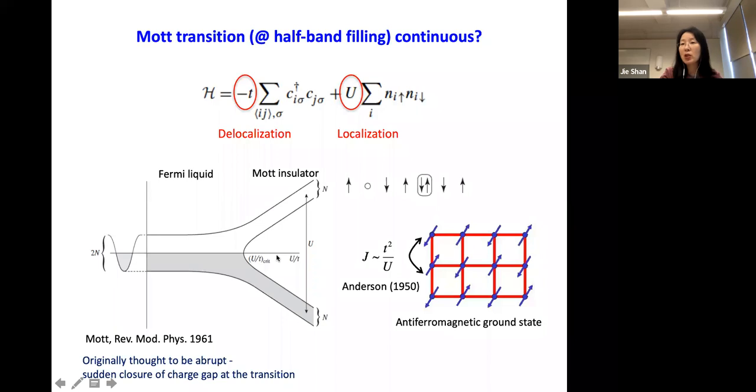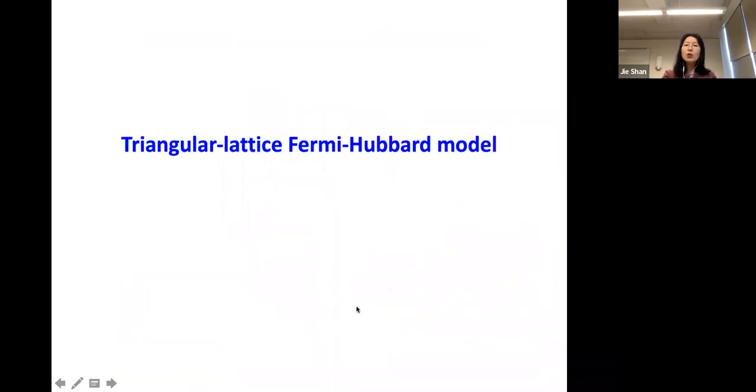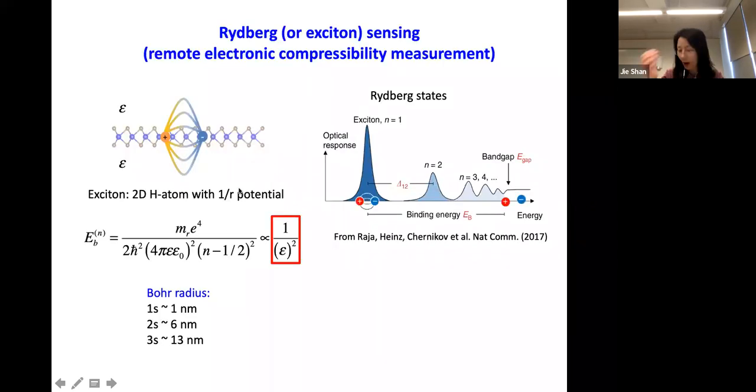And in real material systems, it's hard to tune just the interaction or the bandwidth. So next, I would like to show you a few examples of how we use moire materials to study this Hubbard model on a triangular lattice. Before I do that, I would like to first talk a little bit about some new technique we developed at Cornell to study this type of problem.